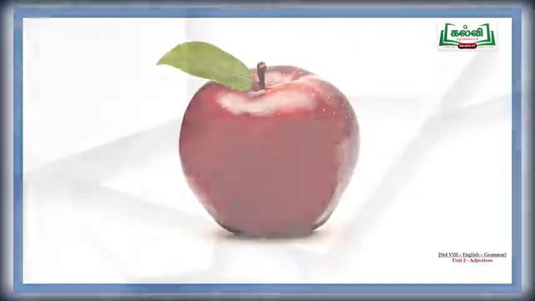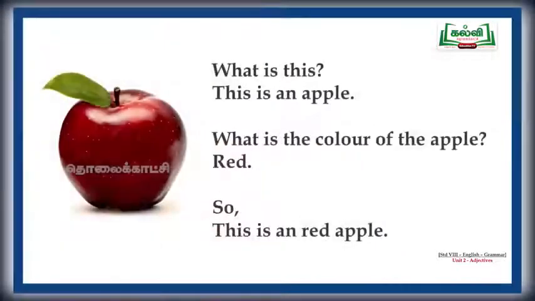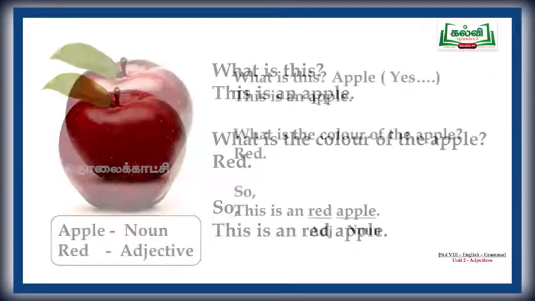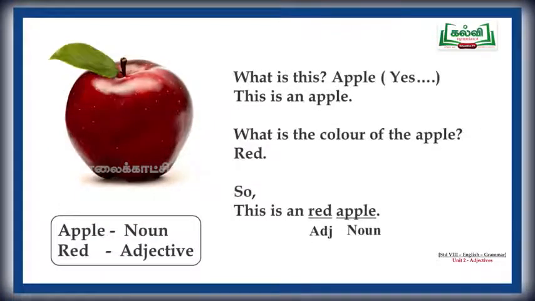Now, look at this picture. What is this? Yes, you are right. It is an apple. What is the color of the apple? Can you say it? Very good. It is red. So, we can say this is a red apple. Here, we have 2 words, red and apple. We already knew that apple is a noun. The word red describes or modifies the noun apple. So, apple is a noun here and red is the adjective.